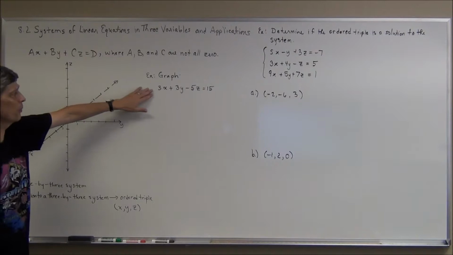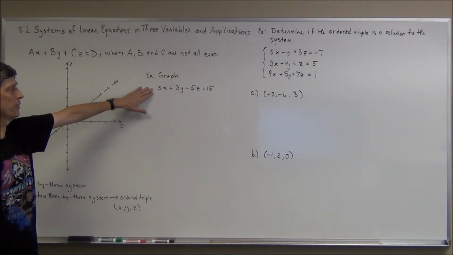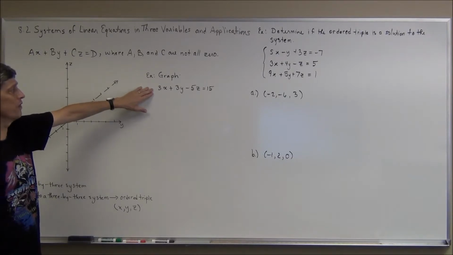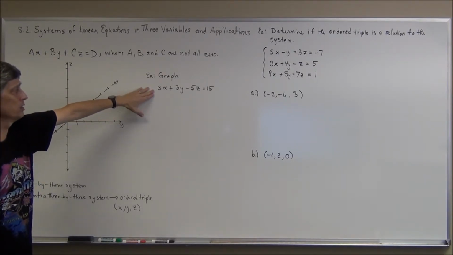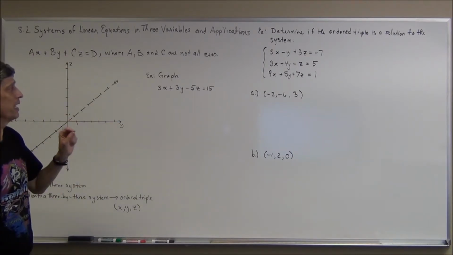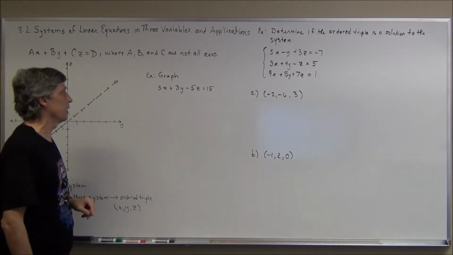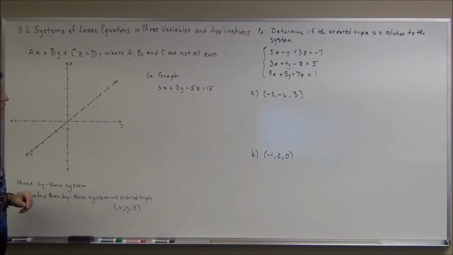But let's look at this equation, and let's see if we can come up with the idea of how to graph it. When we graph a linear equation in 2 variables, one way to graph it on the coordinate plane is to find the x and y intercepts. Well, what I'm going to do is find the x, y, and z intercepts. I'm going to graph those 3 points, and those 3 non-collinear points are going to determine a plane.